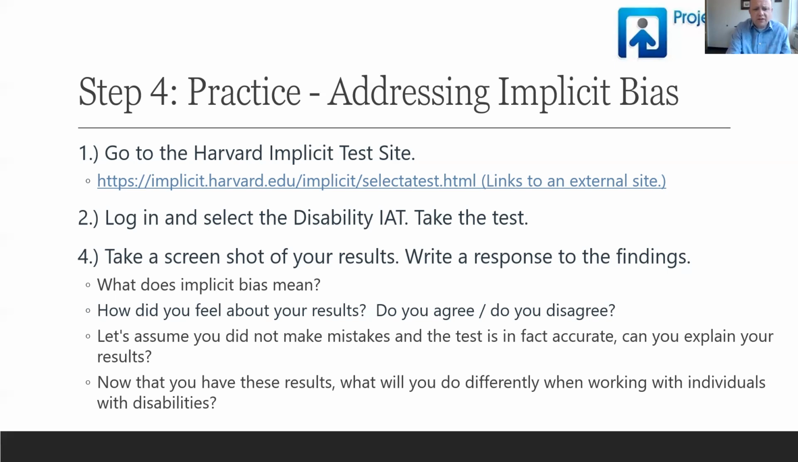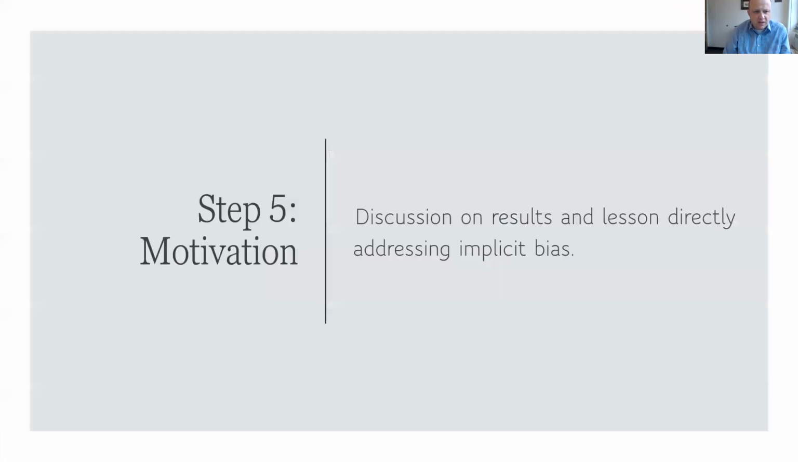And so I have them talk about their feelings about the results, whether they agree or disagree. And then I have them make this assumption. Let's assume you did not make any mistakes taking the test, and let's assume the test is in fact accurate. Can you explain your results? And then I have them talk about, now that you have the results, what will you do differently when working with individuals with disabilities? And so this is step 4, where we're practicing identifying and addressing implicit bias in ourselves.